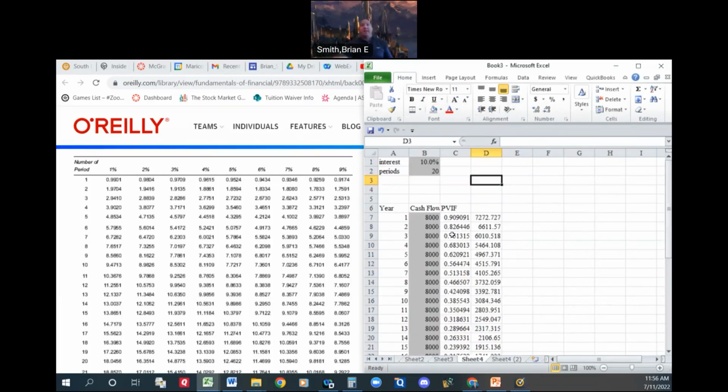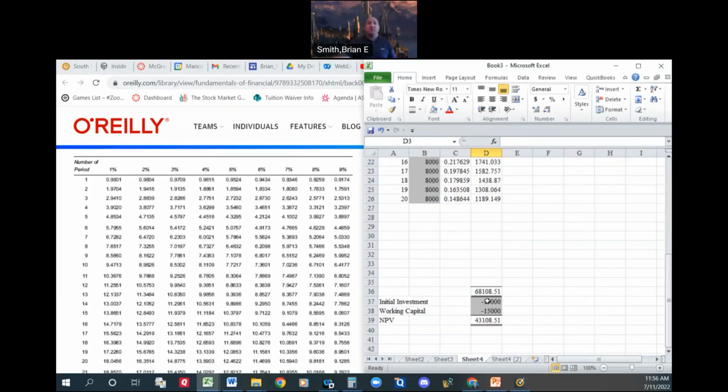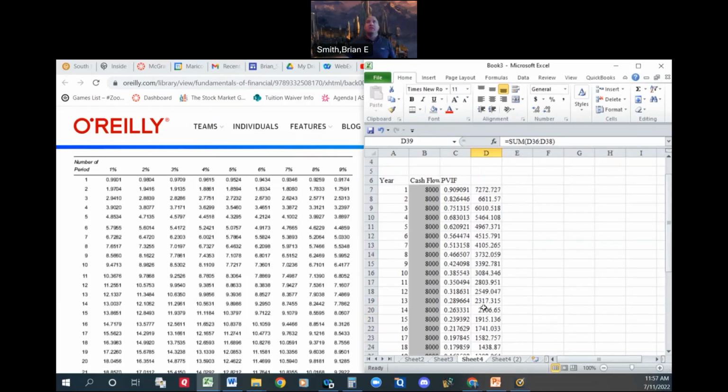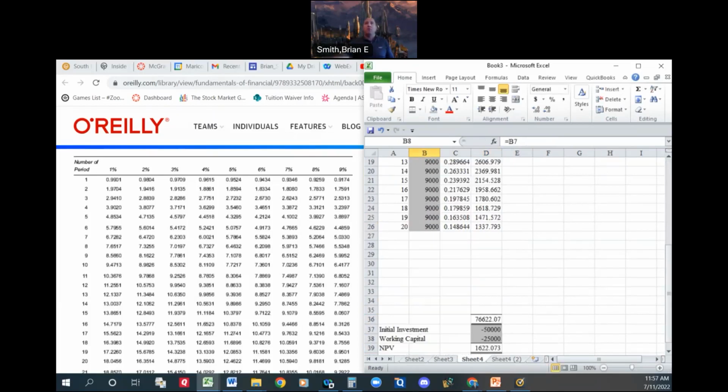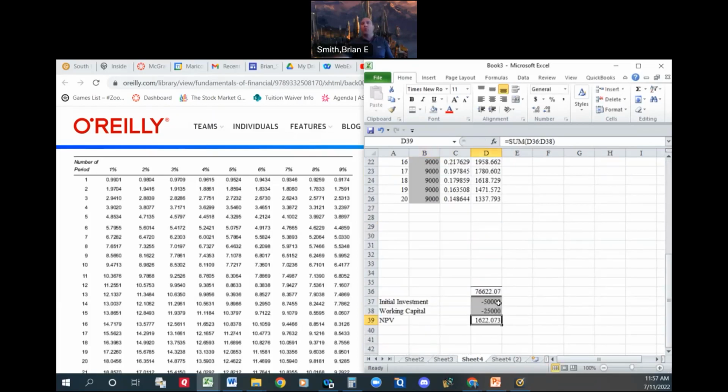Because what if I did this and my initial investment was 50,000. Whoops, let's do that as a negative. Okay. And my working capital was 25,000. Okay. Now all of a sudden I'm at a negative net present value there. Now, what do I got to do to make this work? Maybe I need to increase my sales price. Okay. I do that once, boom, all of a sudden we're in business.